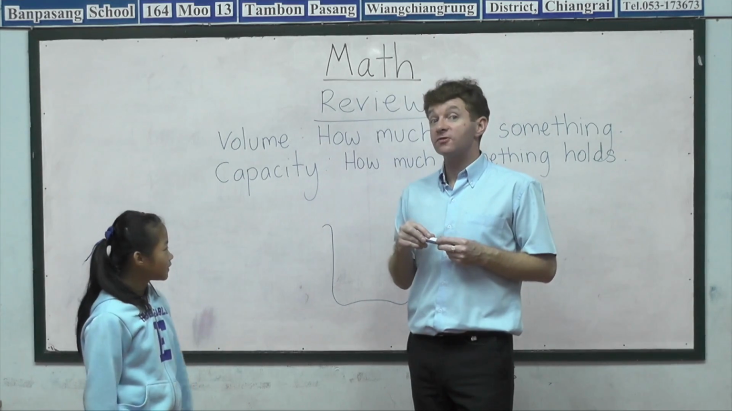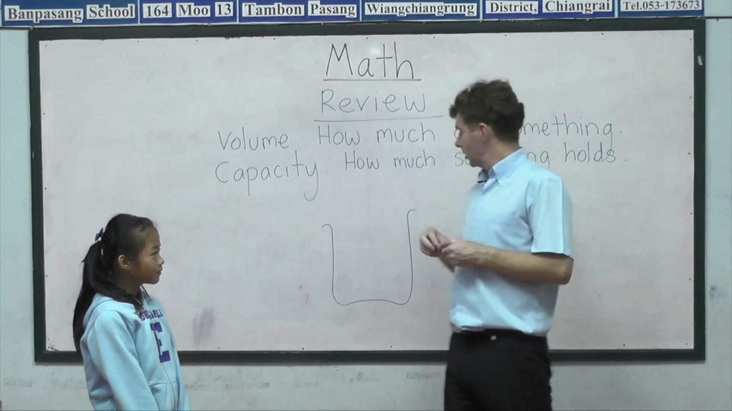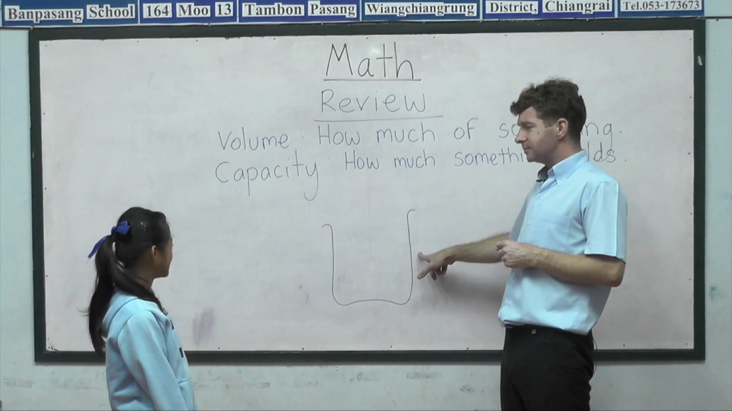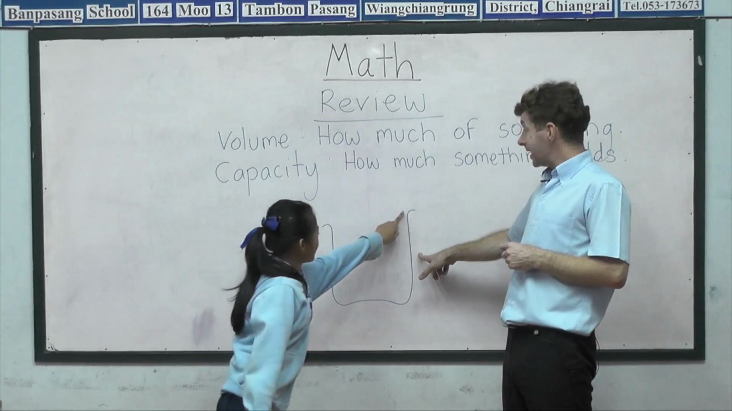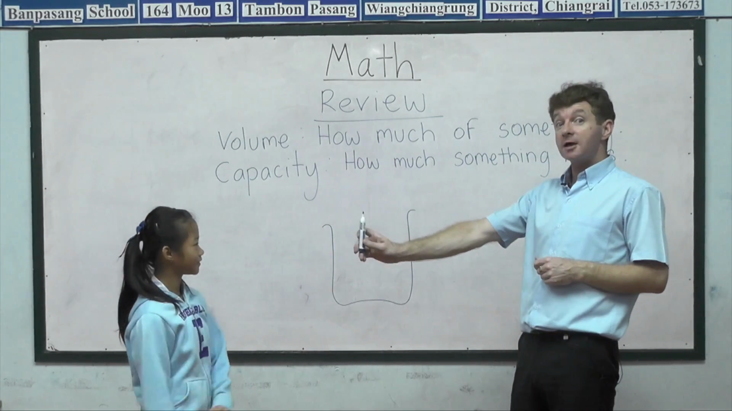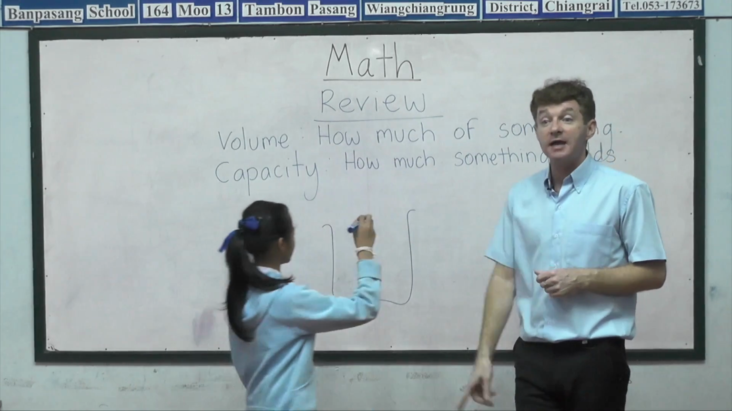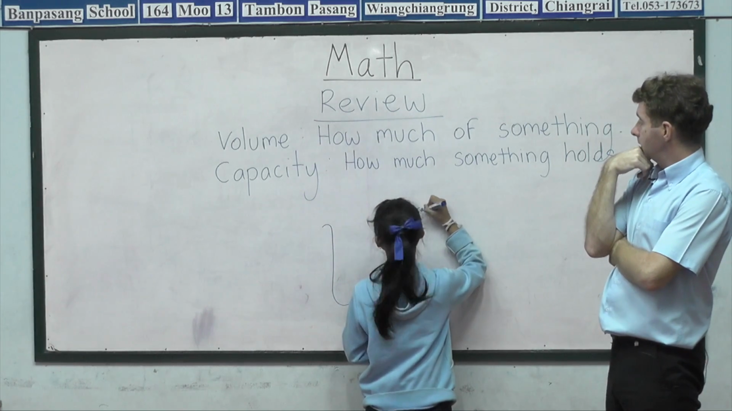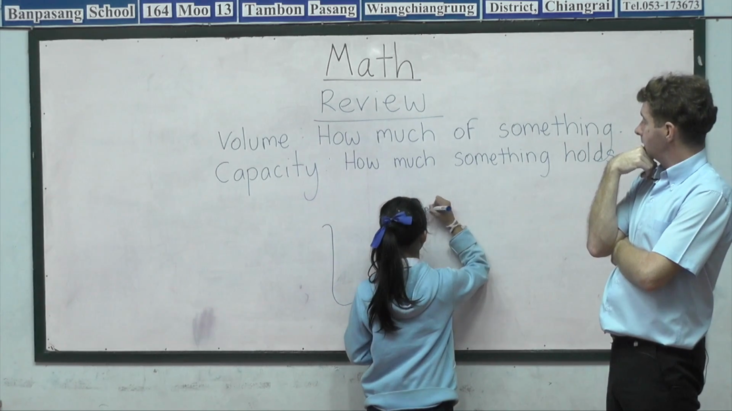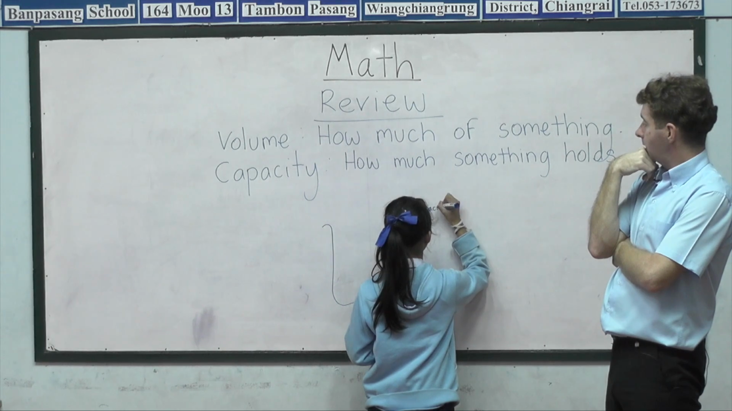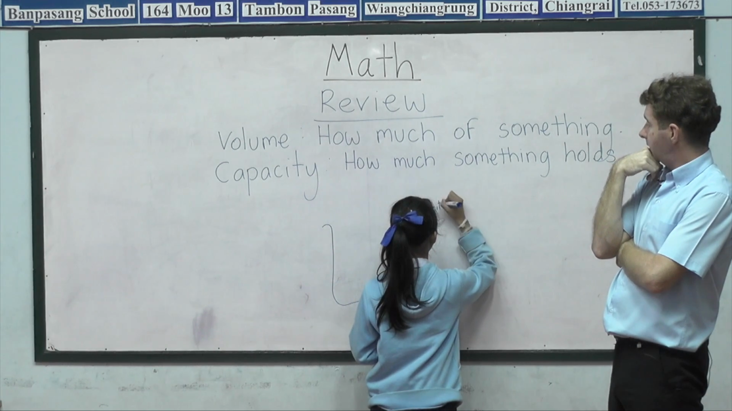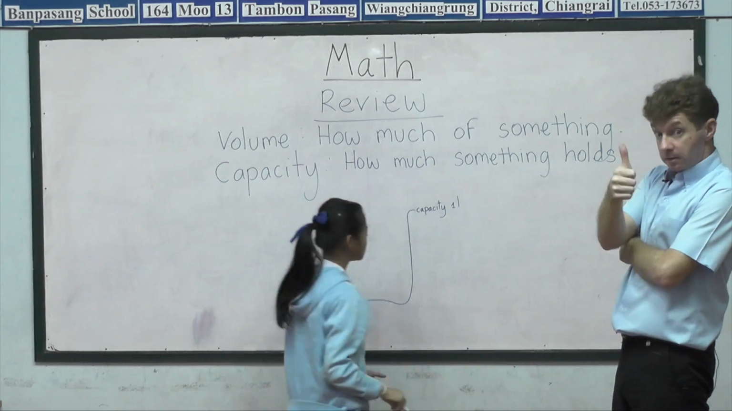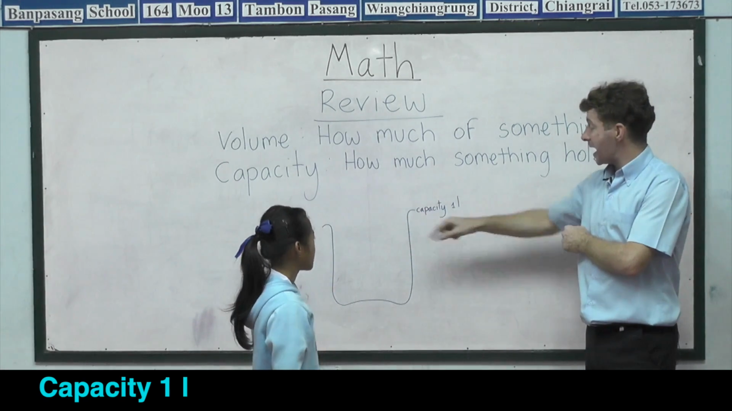Okay, so we're going to say the capacity is 1 litre. Where does capacity go? At the bottom? No. In the middle? No. Where does it go? At the top. Okay, can you write the capacity for me? And how much are we saying? 1 litre. Okay. Excellent. 1L. Well, together, guys, capacity.